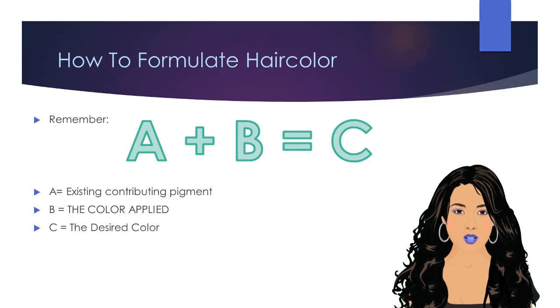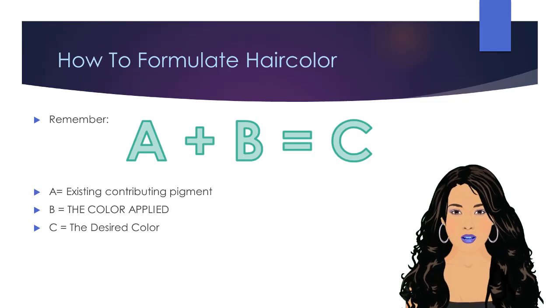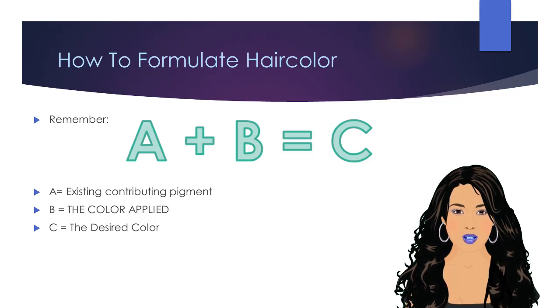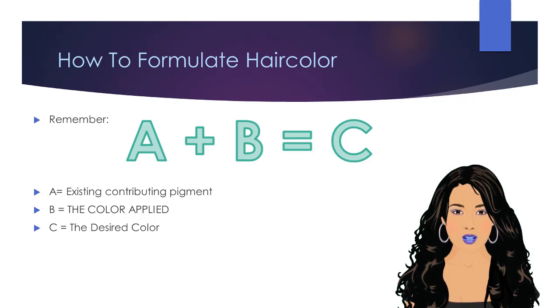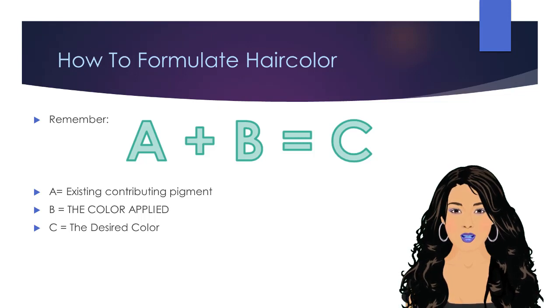Hair color formulation should be viewed as a math equation. A plus B will always equal C. Yellow plus blue will always equal green. If yellow is A and blue is B, then C must be green. But as we go through this lesson, you will find that A will always be the existing color of the hair. B will always be the color we apply to the hair, and C should always be what the client asked for.